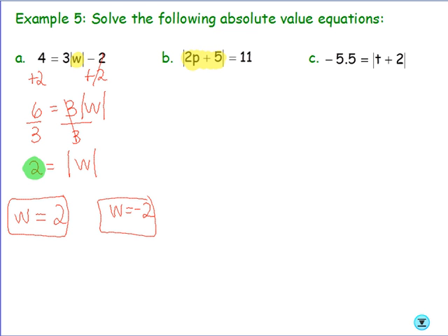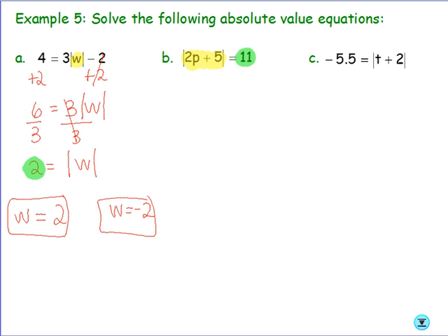Step number 2, look at the distance number. Well, that's the 11. What do you think of that 11? Is it positive or is it negative? Well, in this case, it's positive. So, since it's positive, we move on to step 3.